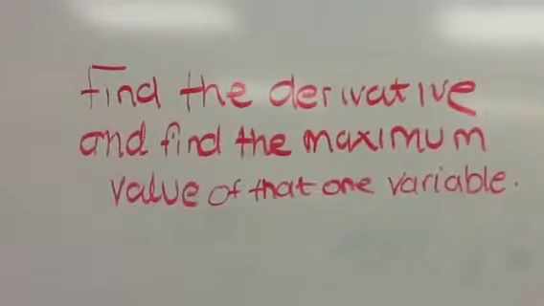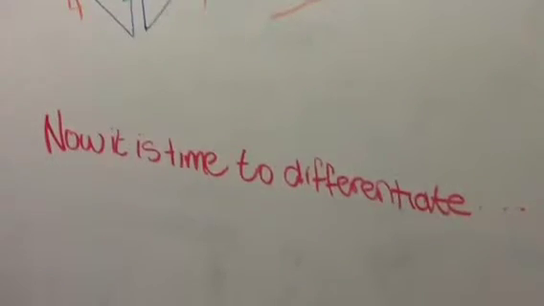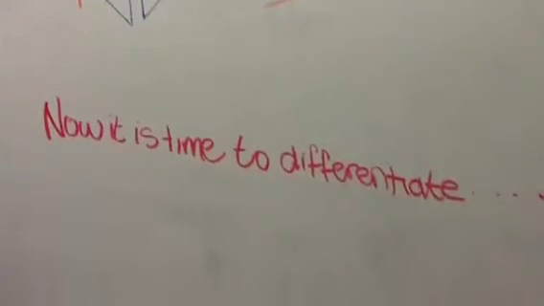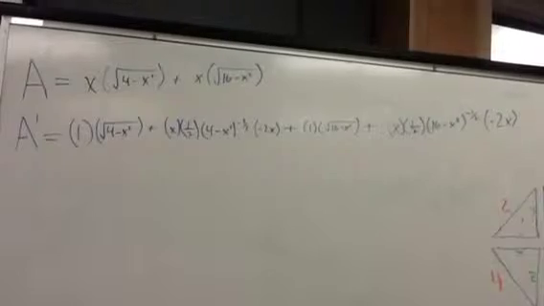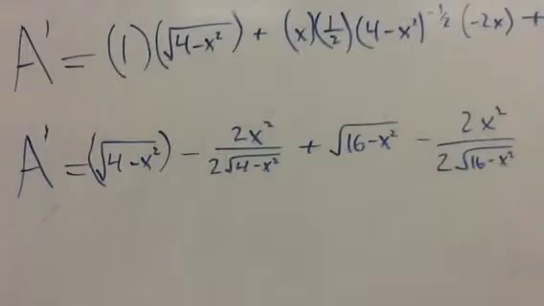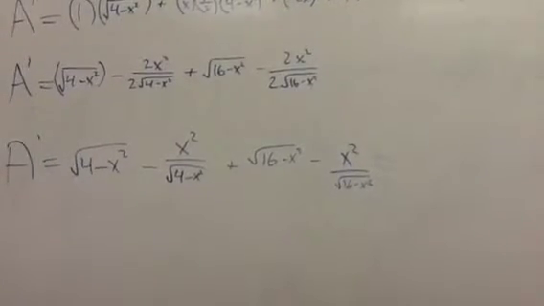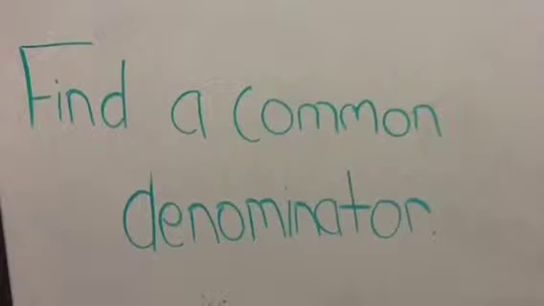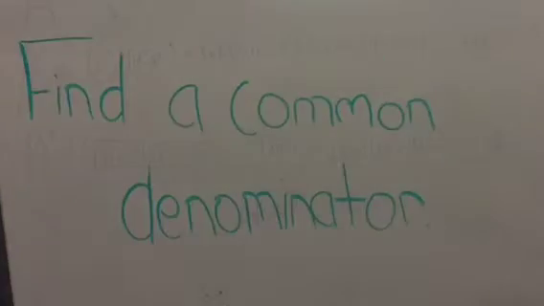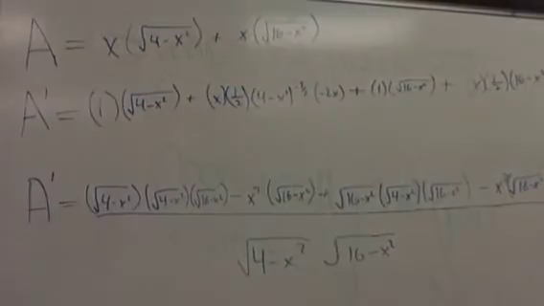Find the derivative and find the maximum value at that one variable. We use the product and chain rule to solve for the derivative of the area. Now we try to find a common denominator to make this all one fraction.